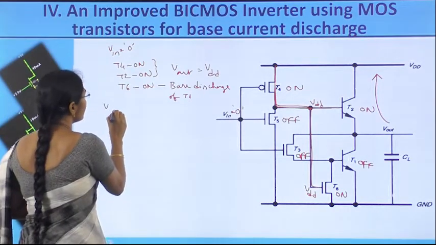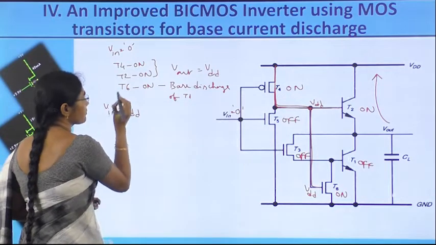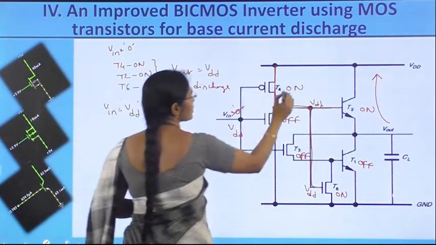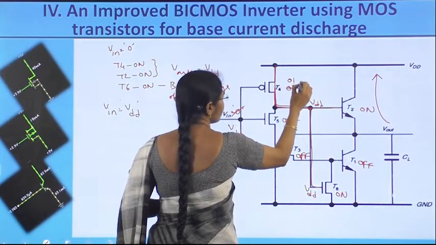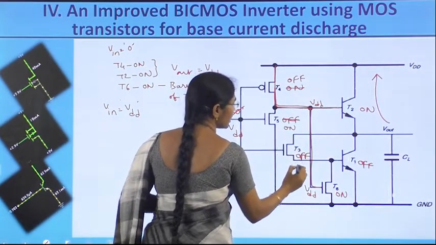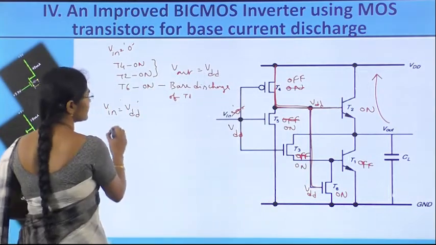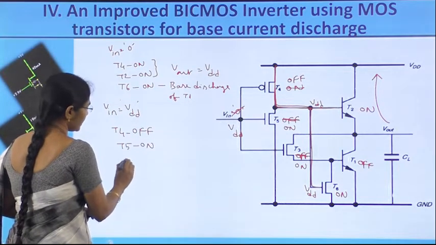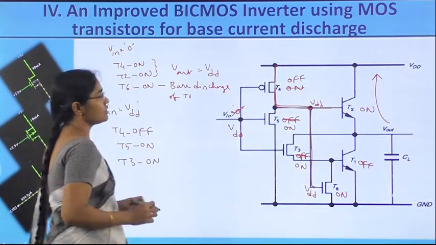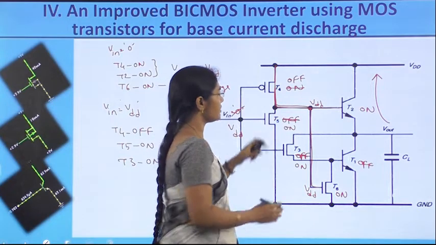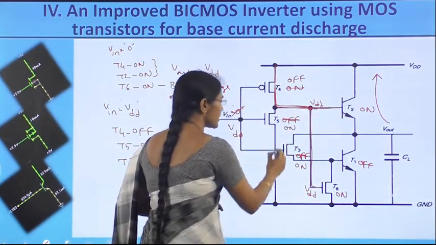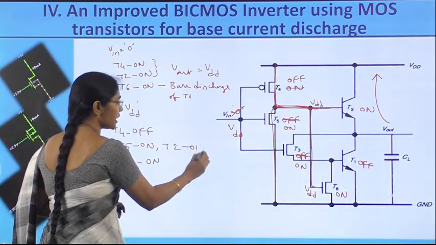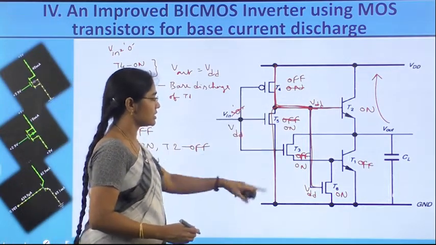Then when Vin is equal to VDD, what will happen? Which transistor is on? So when Vin is equal to VDD, T4 transistor is off, T5 transistor is on, and T3 transistor is also on. So now what will happen? Since T5 is on, whatever the base is there, that is connected to the ground now. Therefore, since T5 is on, T2 is off and completely its base is discharged.